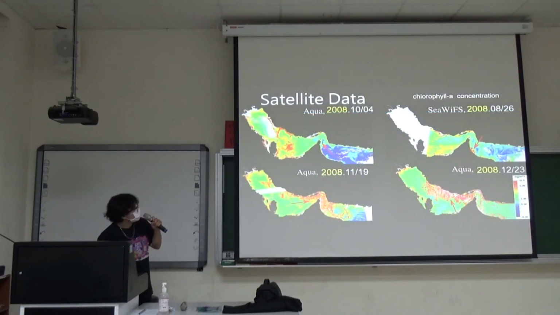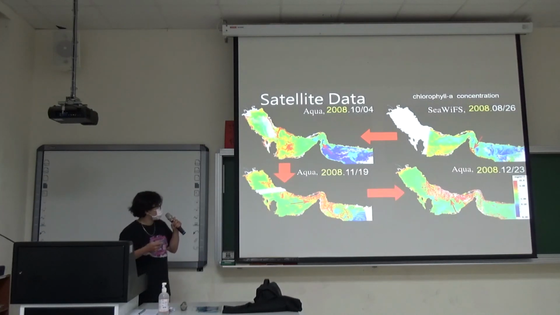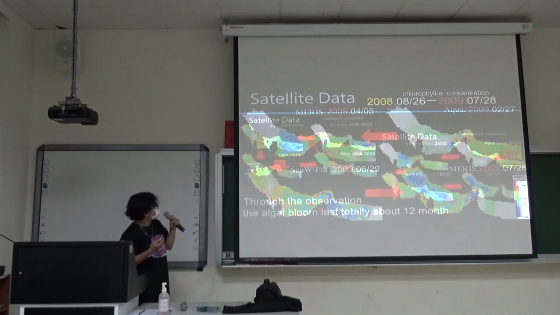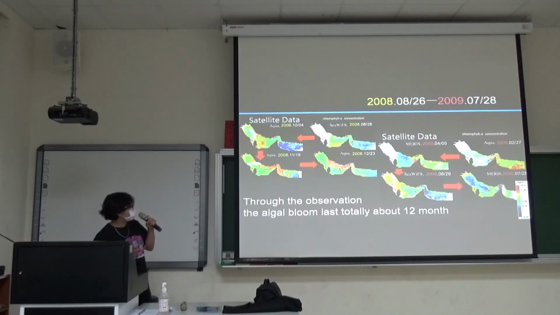The algal bloom was first seen in August 2008, and it sustained all the way through October, November, December. And it continued in February 2009 and April, June, July. So through the observation, we can see the algal bloom lasts about 12 months in total.